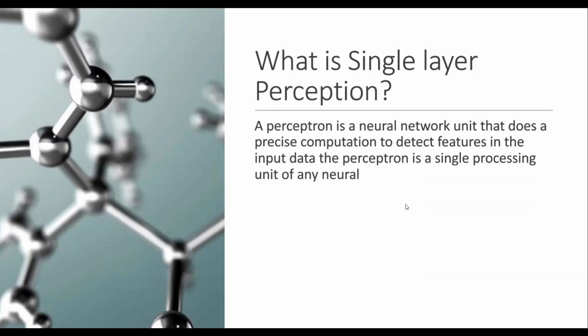So first we will discuss what is single layer perceptron. So a perceptron is a neural network unit that does a precise computation to detect features in the input data. So the perceptron is a single processing unit of any neural network, and it was first proposed neural model created by Frank Rosenblatt in 1958.